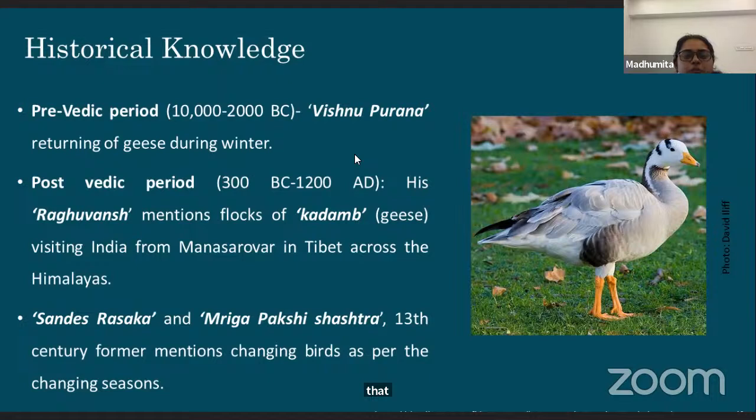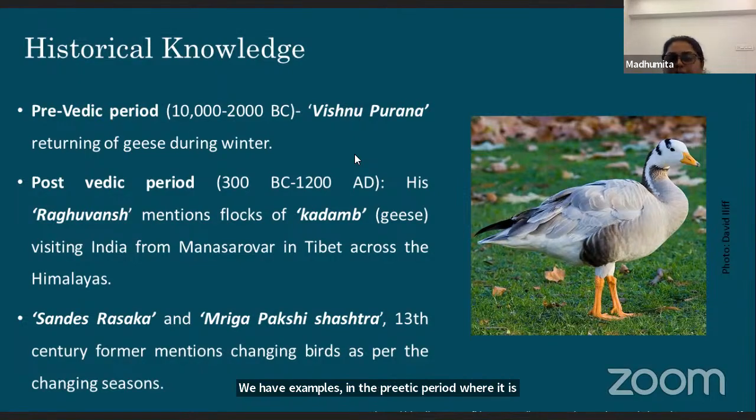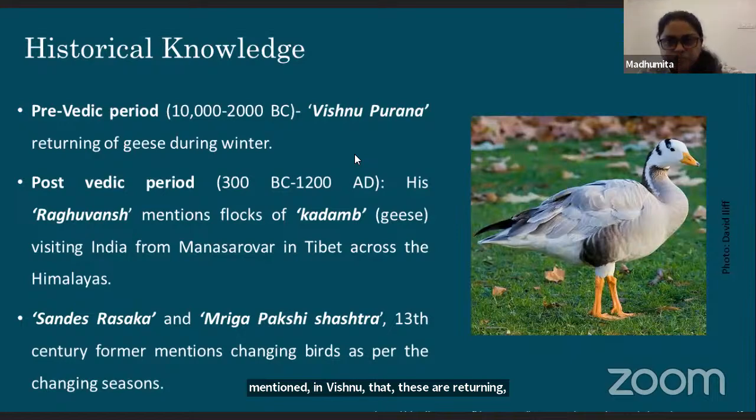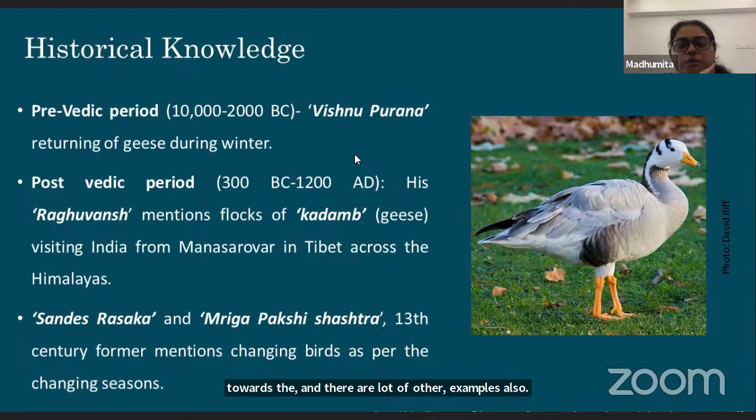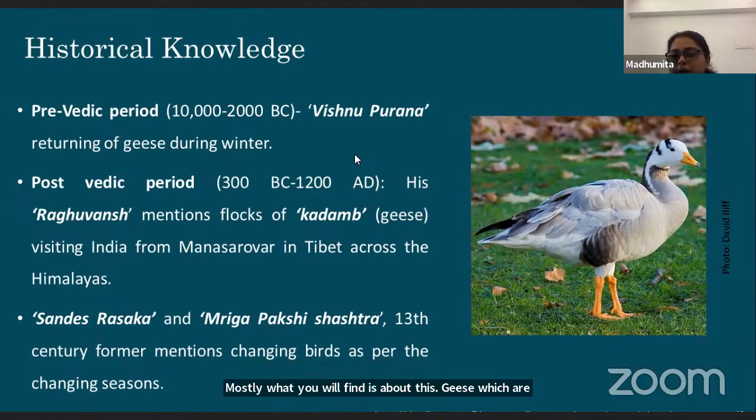So migration is something known for a very long period of time. We have examples in the pre-Vedic period, where it is mentioned in the Vishnu Purana that geese are returning towards the Himalayas, and there are a lot of other examples in which geese are mentioned by different writers. These are some of the examples which you can see on the screen. Mostly, what you will find is about these geese which are coming, and we are assuming the geese they are talking about are bar-headed geese rather than greylag geese.